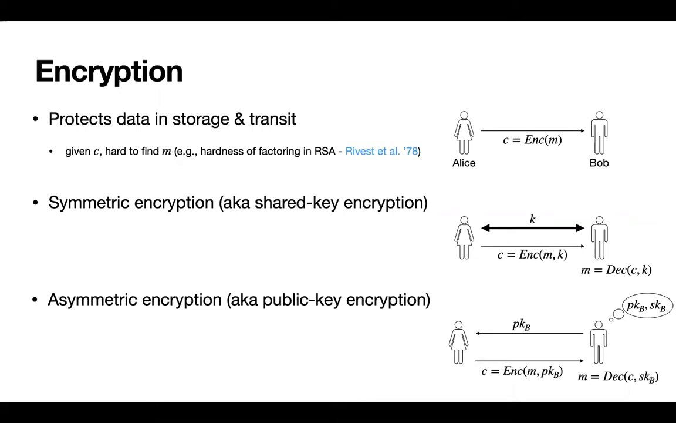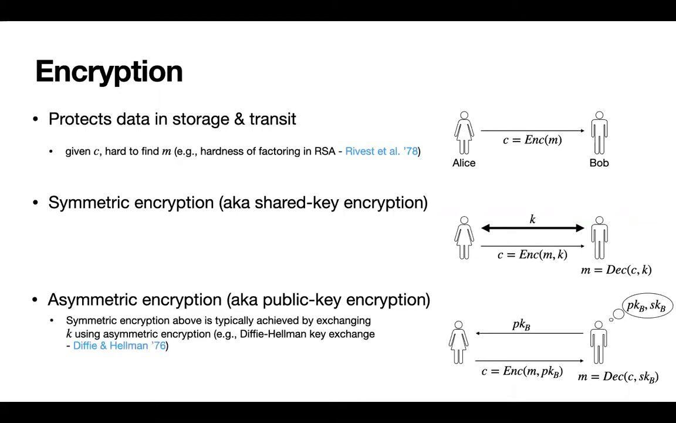But this public key encryption is a little slow. So what people usually do is that the first key exchange is done via the public key encryption mechanism. And then the rest of the messages are encrypted using symmetric encryption, against the key shared in the first step. Right. So this protects data in storage and in transit.